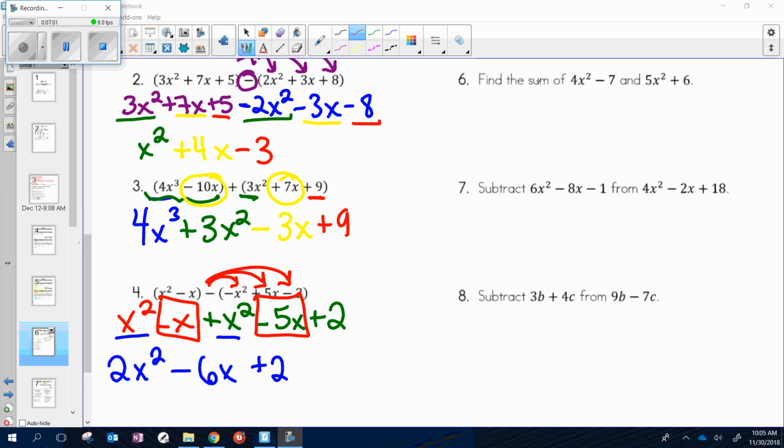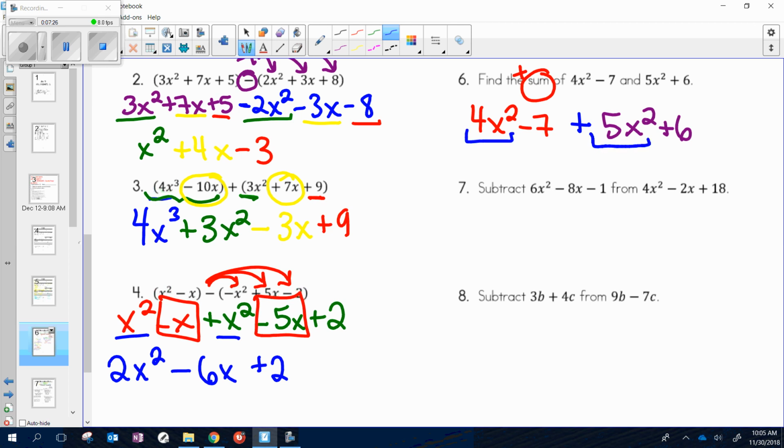Question 6 is asking us to find the sum. Sum means addition, so we're going to add 4x squared minus 7 plus 5x squared plus 6. Since this is addition, I don't need any parentheses around the individual polynomials, and I can just combine my like terms. So I have a 4x squared and a 5x squared, which gives me 9x squared. And I have a minus 7 and a plus 6, which gives me a minus 1 for my final answer.